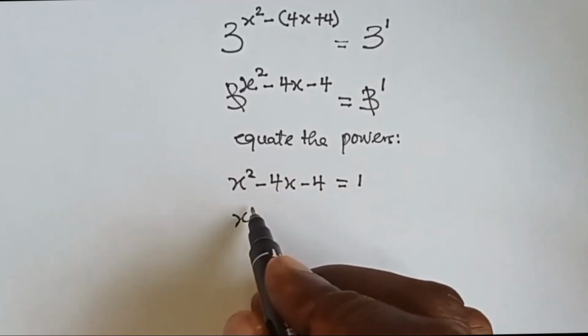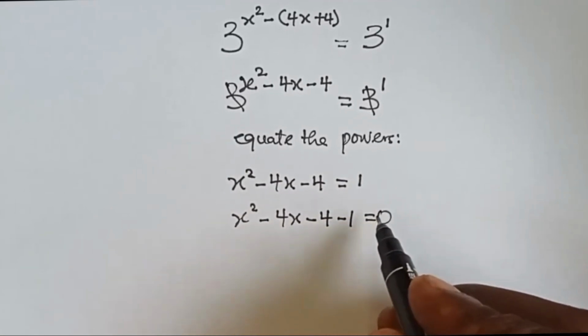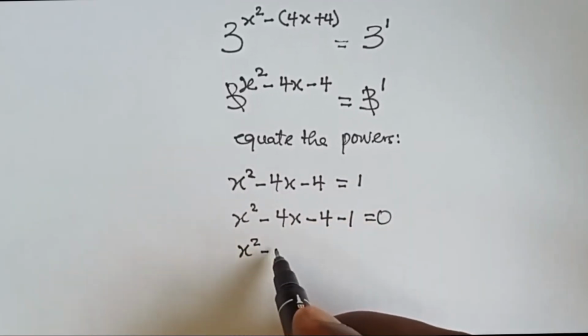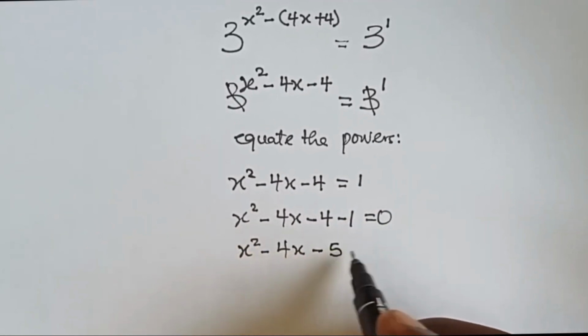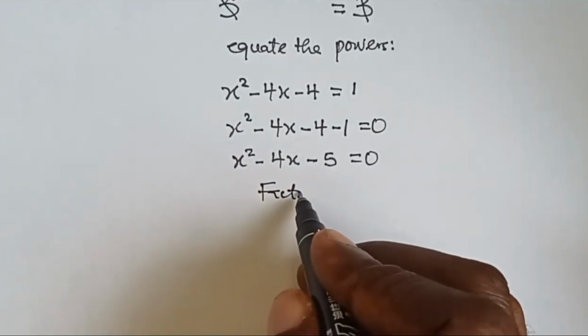Right, so you can bring this 1 here. It becomes x squared minus 4x minus 4 minus 1 equals 0. And that becomes x squared minus 4x minus 5 equals 0. Now, we can factorize this. This is a quadratic equation. We can factorize this. Let's factorize this.